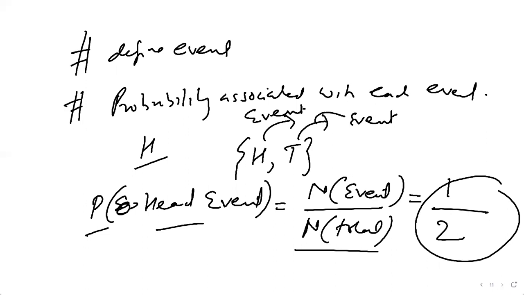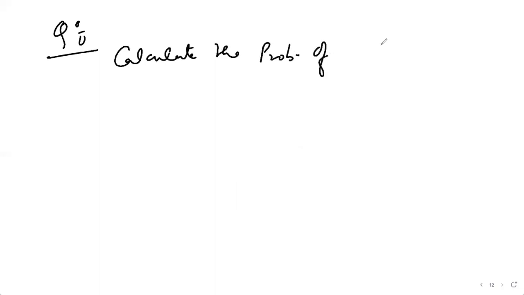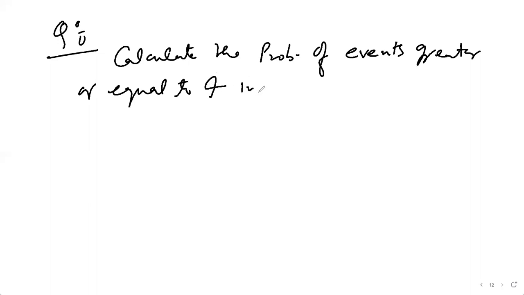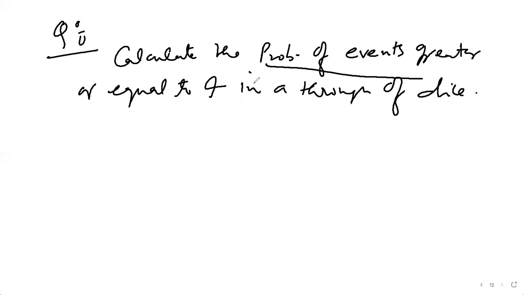So now I give you one more question. ऐसा करके क्वेश्चन ये है कि calculate the probability of events greater than or equal to 4 in a throw of dice, right? Calculate the probability of events greater than or equal to 4 in a throw of dice. That's what the question is. So how do you write the answer?